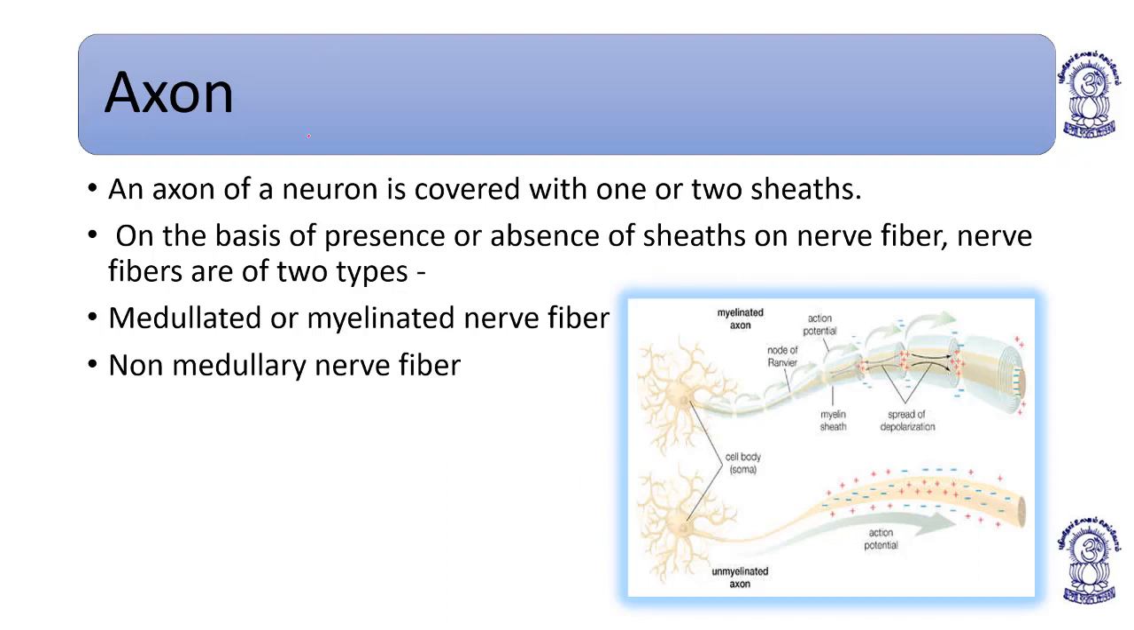The axon of a neuron is covered with one or two sheaths. On the basis of presence or absence of a sheath, nerve fibers are of two types: medullated or myelinated, and non-medullated nerve fibers. You can see this is the medullated nerve fiber having a covering, and where it is left, it is the node of Ranvier. The action potential in a myelinated nerve jumps from one node of Ranvier to another. That is known as what? Saltatory conduction.